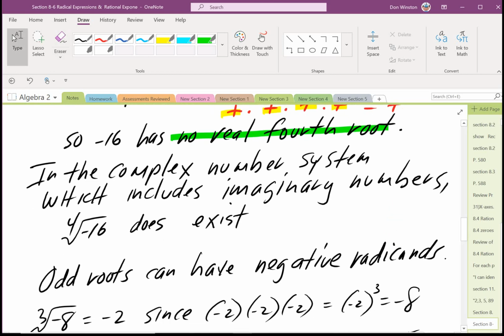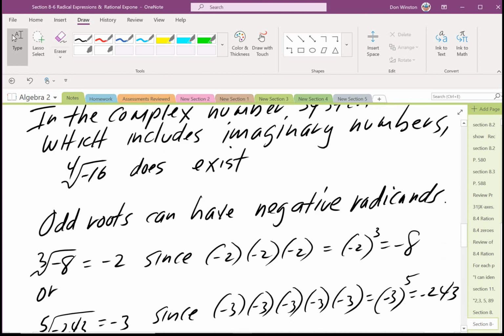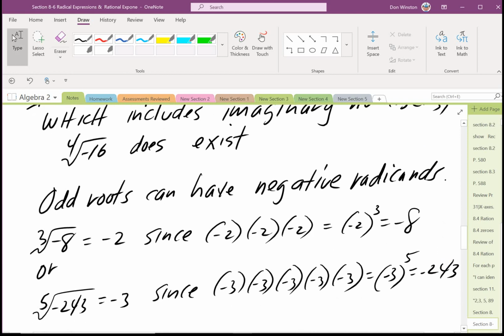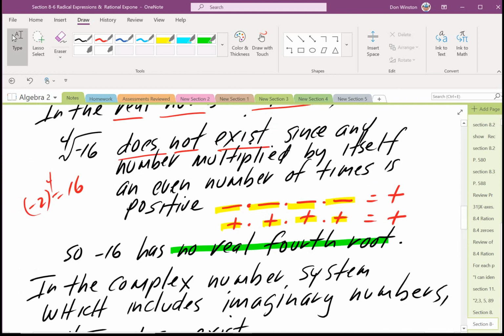All right. Odd roots, however, can have negative radicands. So, for example, the cube root of negative 8 is negative 2, since negative 2 times negative 2 times negative 2 is equal to negative 2 to the third, which equals negative 8. Or the fifth root of negative 243 is equal to negative 3, since negative 3 raised to the fifth is equal to negative 243. The important point to reiterate: odd roots can have negative radicands.